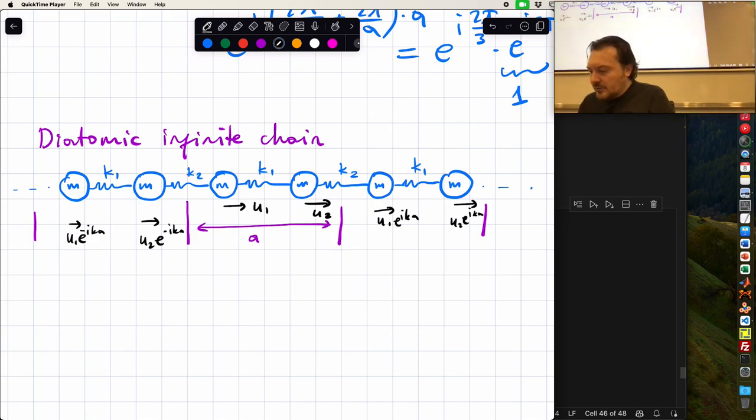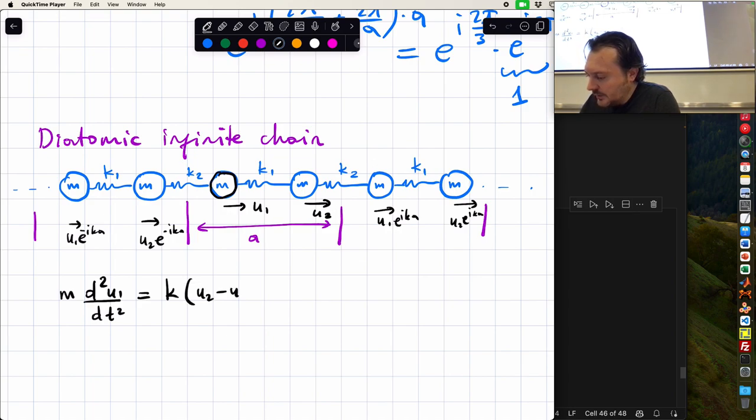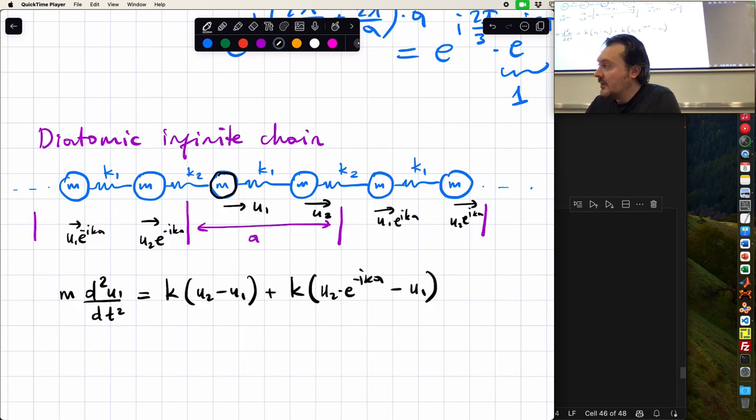Yes? So let's quickly write down the equation for m d squared U1 over dt squared. For this atom in particular, you have the right-hand side neighbor, which will bring k times U2 minus U1, and the left-hand side neighbor, which will bring k times what? U2 times e to the minus IKA minus U1. Do you agree with this? Yes? So we considered the interaction with this one and with this one. Now let's consider this one, and it will interact with this one and with that one.